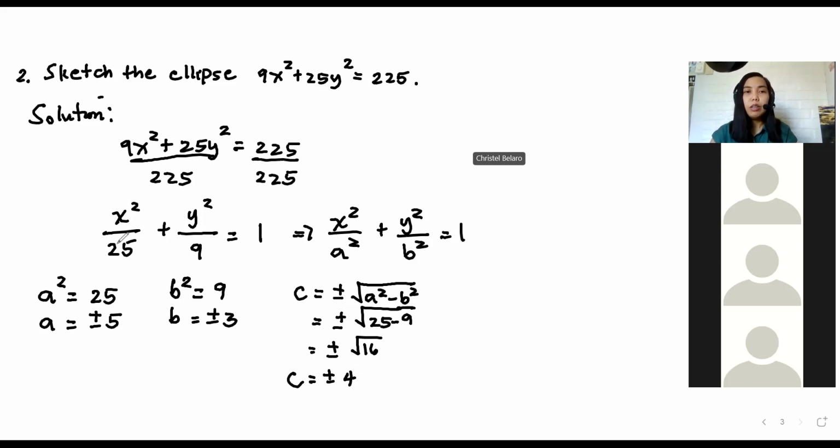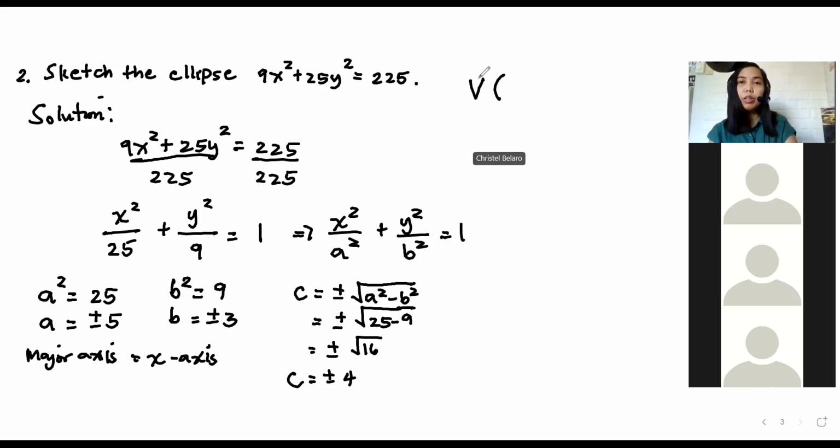Okay, so here class, when we analyze, the major axis is along the x-axis. Why x? Because the denominator of x squared is bigger. So it's on the x-axis, and the coordinates of our vertices are positive, negative a, which is 5, 0.